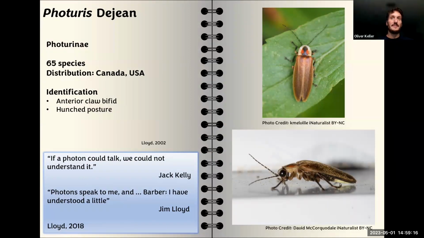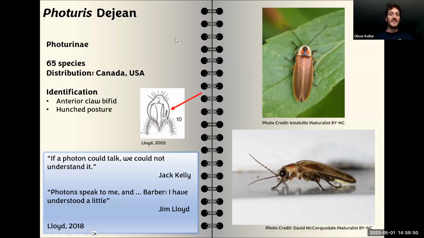Jim Lloyd studied this from the beginning of his career until he died in 2020. He told me once that he had studied it for 50 years and still didn't understand it correctly. Here's one of the quotes from his book: "If a photon could talk, we could not understand it," by Jack Kelly. And he said, "Photons speak to me and Barber, but I have understood little." So despite all he did, it was still an enigma to him what's really going on in this genus.